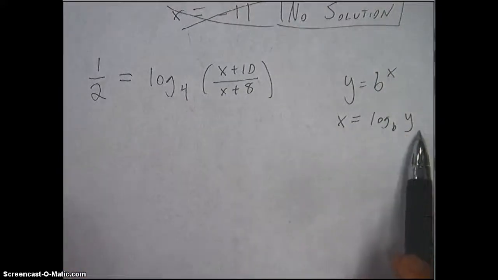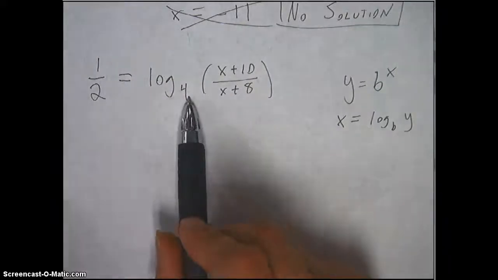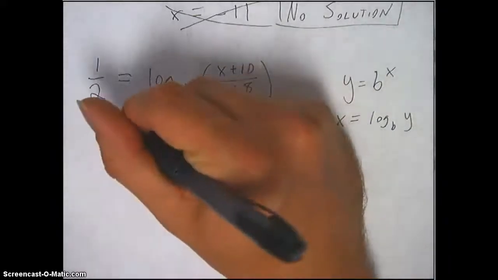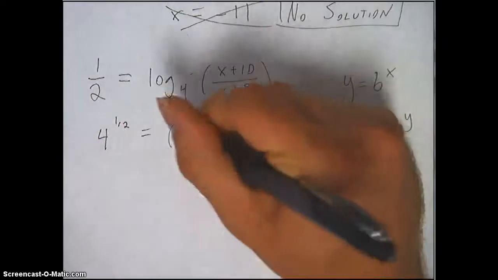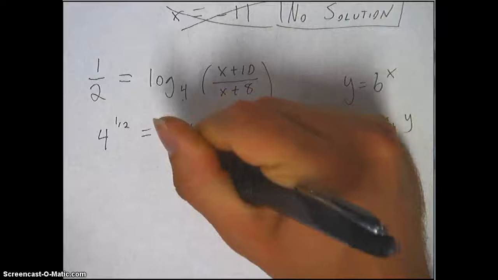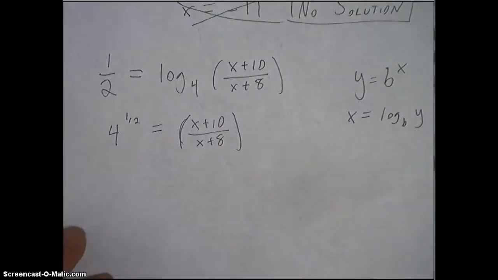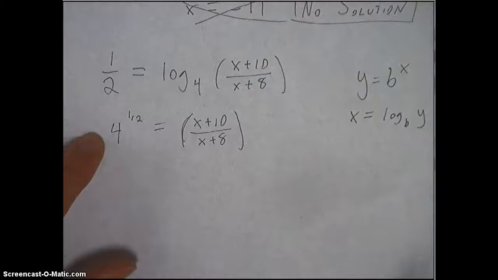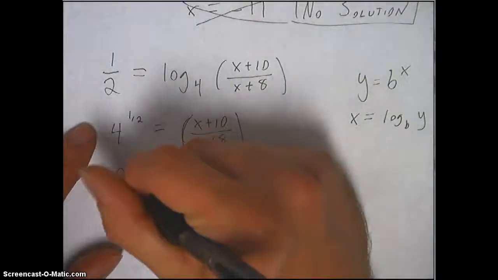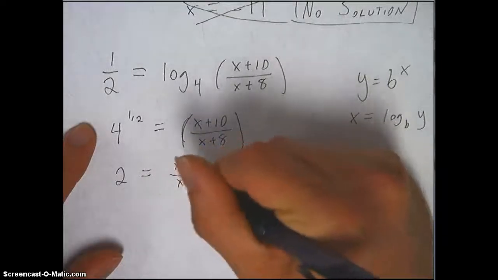I usually start with the base. So the base is 4. And we're going to raise that to the 1/2 power. And that equals x plus 10 divided by x plus 8. This looks like something I can solve, because 4 to the 1/2 power, that's just the same as saying the square root of 4, which of course is 2. And all of that equals x plus 10 over x plus 8.